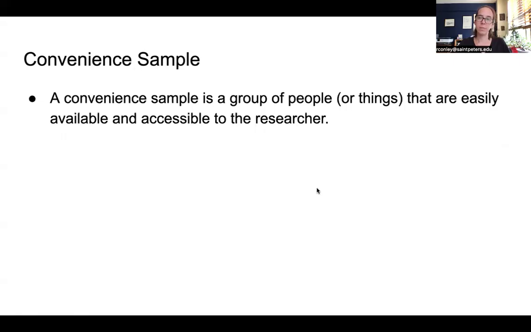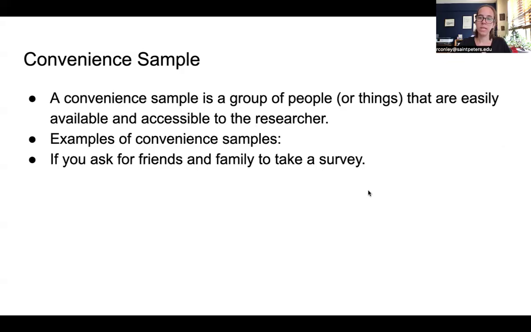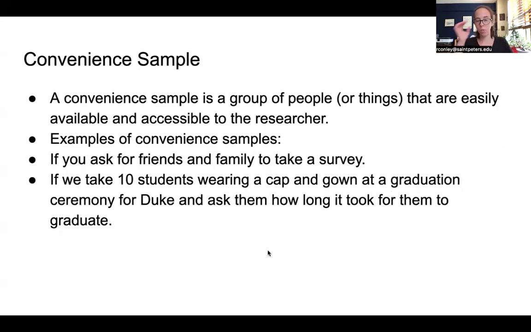A convenience sample is a group of people or things that are easily available and accessible to the researcher. Some examples of convenience samples would be if you were to ask your friends and family to take a survey for you. If we go back to that example about Duke University, if we just showed up at a graduation ceremony and we found 10 students wearing a cap and gown, and we asked them how long it took to graduate, that would be a convenience sample. Convenience samples tend to be biased and not representative of the population.